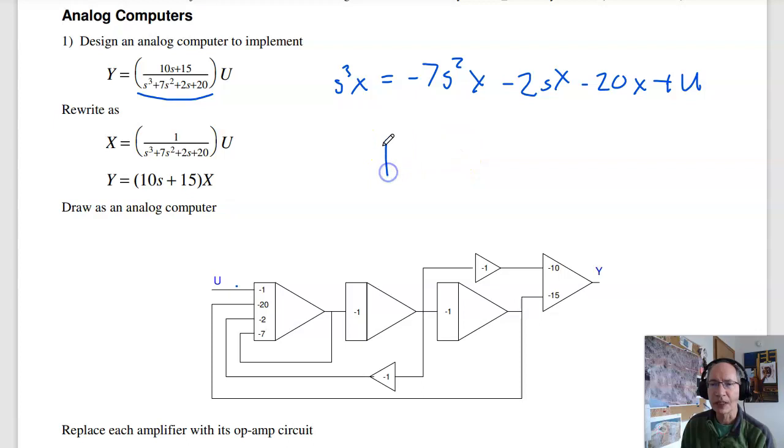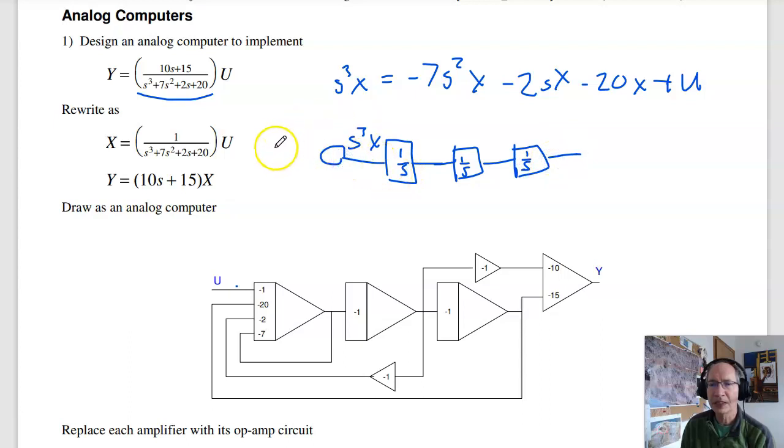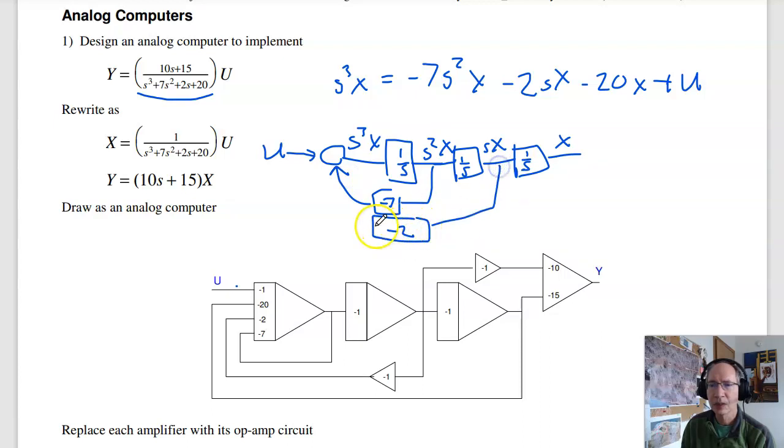So I can build that. I'll just have an integrator of 1 over s. Take s cubed x, integrate 3 times. So here's the second integration, third integration. I can make up s cubed x as the sum of all those terms. So u is times 1. This is s squared x, sx, and x. S squared x gets multiplied by minus 7. Sx is minus 2. And x is times minus 20.